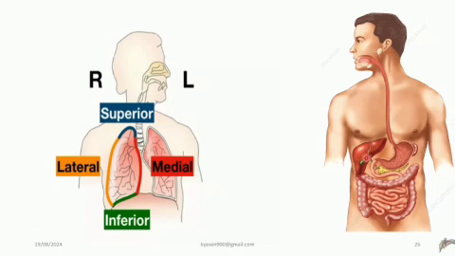Here we have the liver. Of course, this is the superior border of the liver because it is directly towards the head. This is the inferior side or the inferior surface of the liver. This is the lateral, this is the medial. So you can use those terms in many ways.